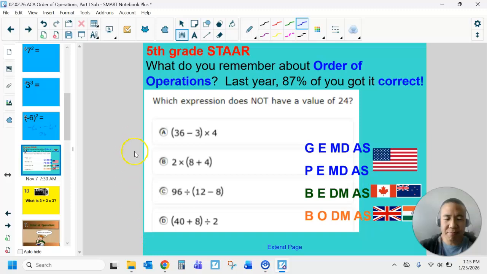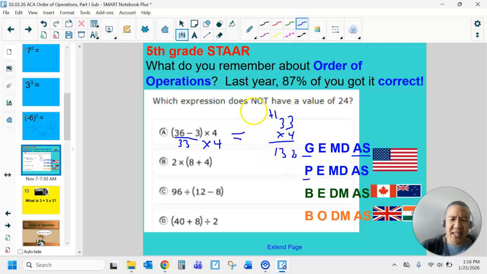You know what? I'll go to A first. So we know that adding and subtracting come at the end, but we know grouping or parentheses comes first. I see a grouping right here. Let me underline this. In this grouping symbol, I see a 36 minus 3. That is 33. Then you times it by 4. I'm going to stop right here. Will 33 times 4 equal 24? No. 33 times 4: 4 times 3 is 12, carry the 1, 12 plus 1 is 132.